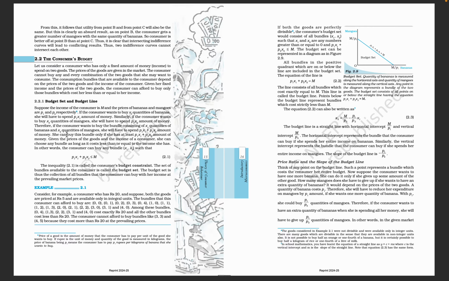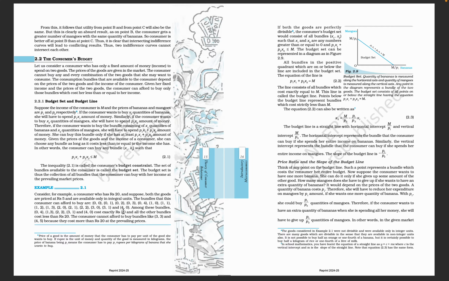The budget line is a straight line with horizontal intercept M by P1 and vertical intercept M by P2. The horizontal intercept represents the bundle that the consumer can buy if she spends her entire income on bananas. Similarly, the vertical intercept represents the bundle that the consumer can buy if she spends her entire income on mangoes. The slope of the budget line is minus P1 by P2.